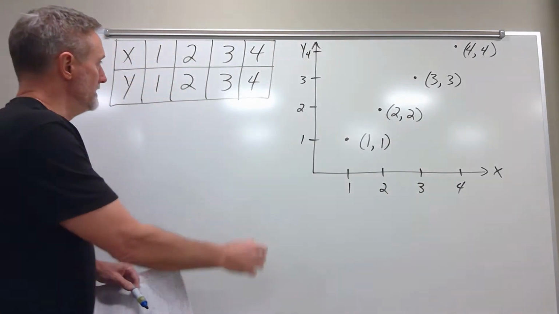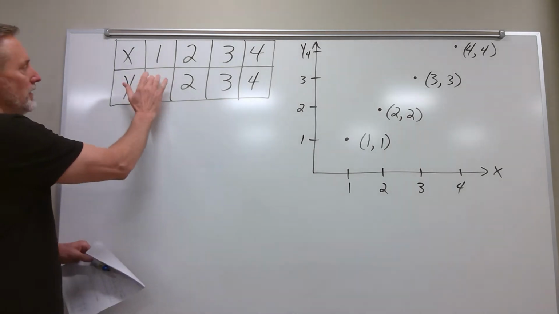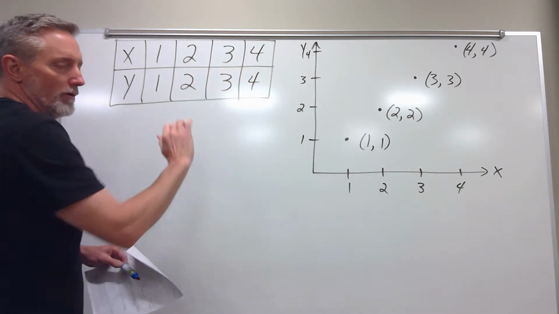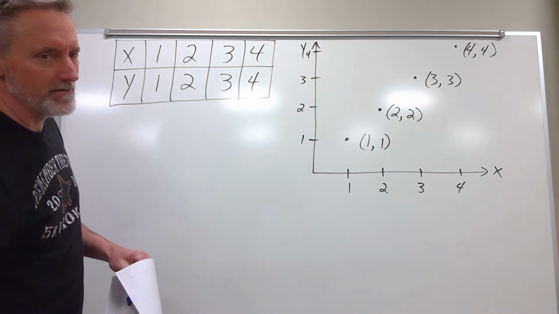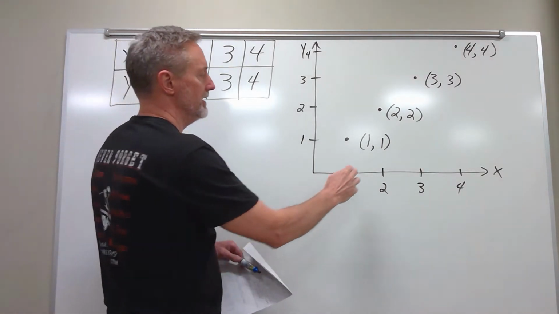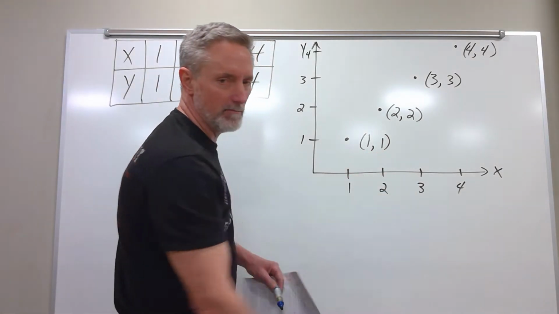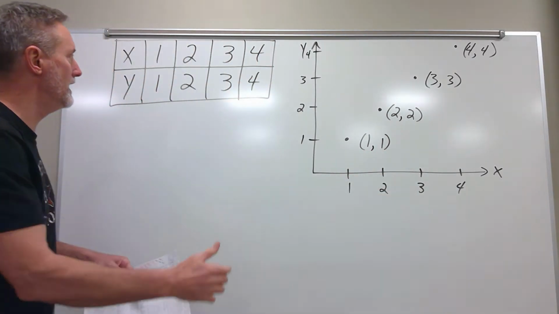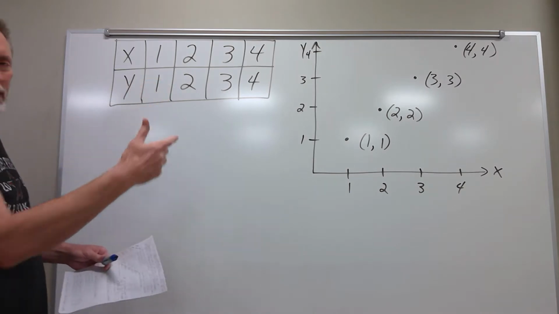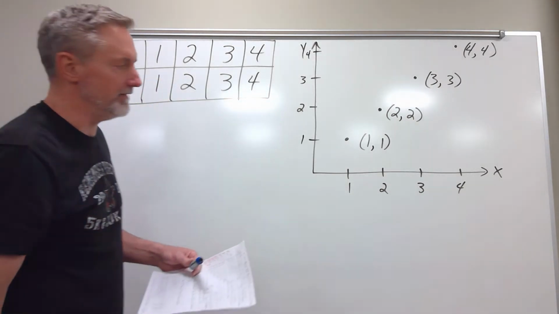Okay, so let's take a look at this simple graph, the ordered pairs 1, 1, 2, 2, 3, 3, 4, 4. Ordered pairs, guys, it's a pair of numbers, two numbers in a certain order. That's X and Y. It comes alphabetically, X before Y. So an ordered pair is a pair of numbers in a certain order, and that order is alphabetical.